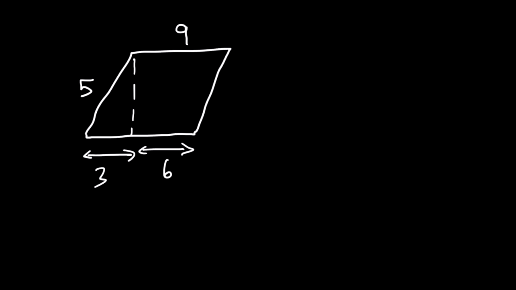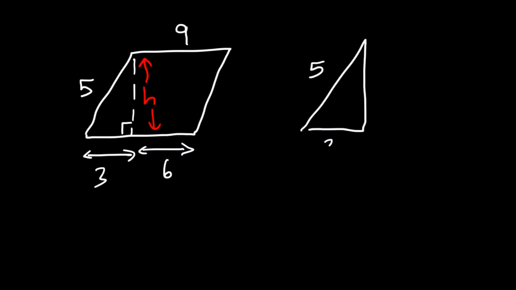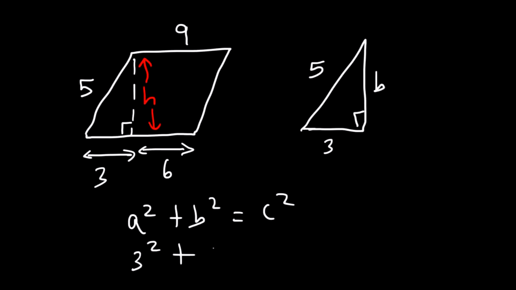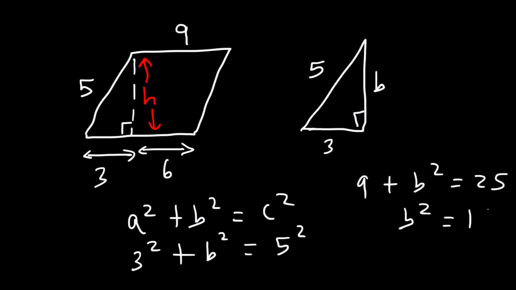In order to find the area, you got to find the height first. And notice that we have a right triangle. The hypotenuse of the right triangle is 5, and one of the legs is 3. So we got to find the missing side. So we could use a squared plus b squared is equal to c squared. So a is 3. We're looking for the missing side b. And hypotenuse c is 5. 3 squared is 9. 5 squared is 25. 25 minus 9 is 16. And the square root of 16 is 4. So the missing side, or the height, is 4.